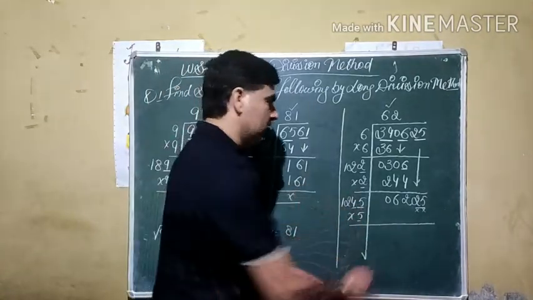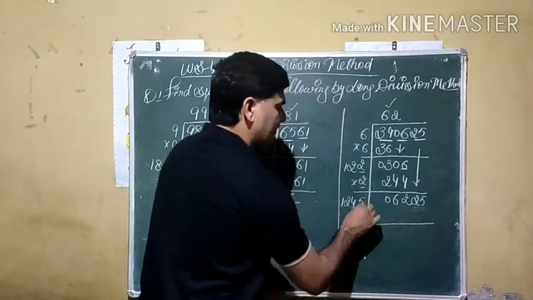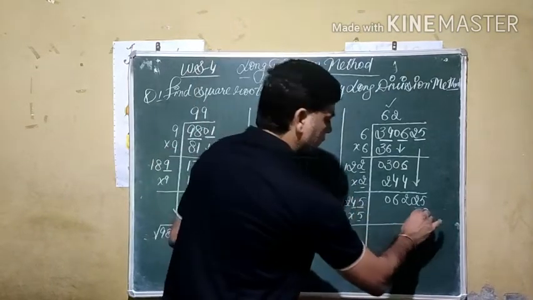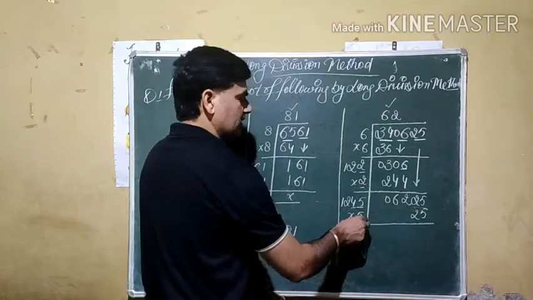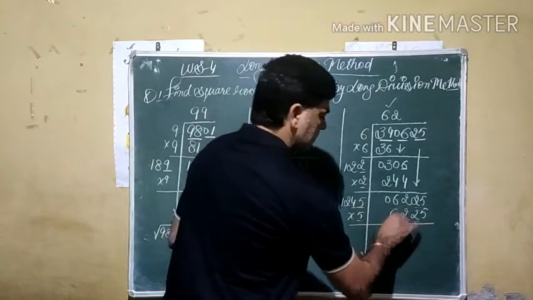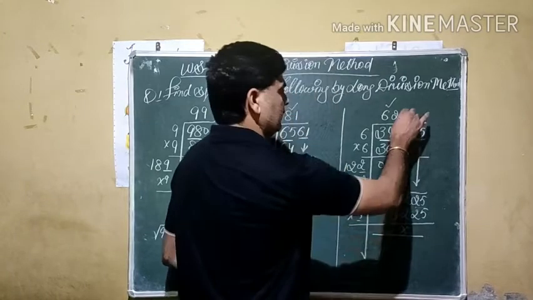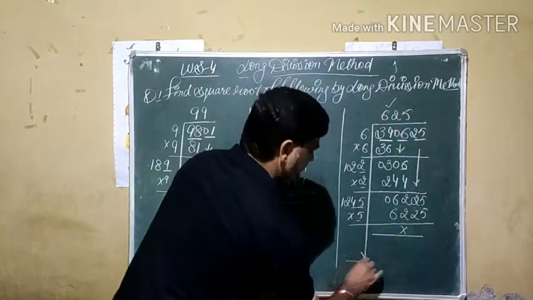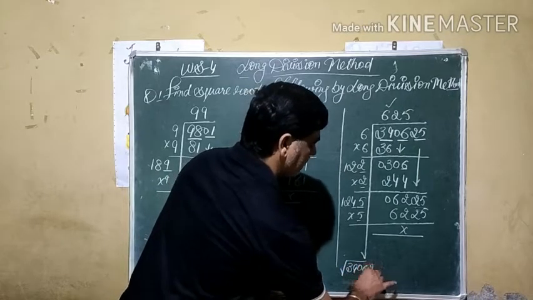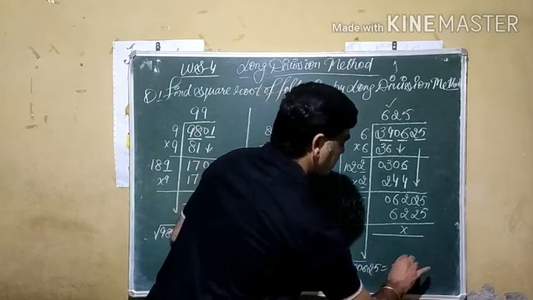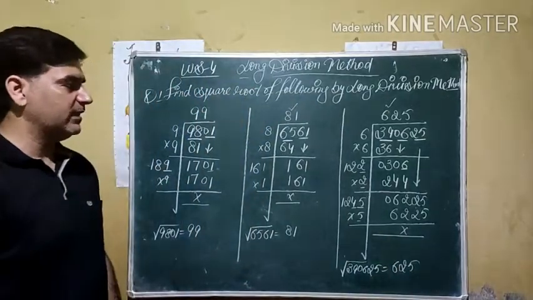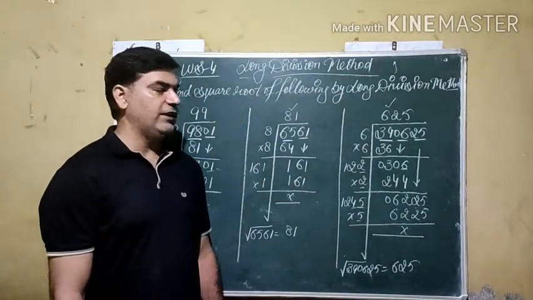This is another way. So now 5 5s are 25. 2 balance. 5 4s are 20 and 2, 22. Again 2 balance. 5 2s are 10 and 2, 12. 1 balance. 5 1s are 5 and 1, 6. Balance 0. Digit is 5. So the square root of 390625 comes out 625. So like this we can apply here long division method to find out the square root of given numbers.